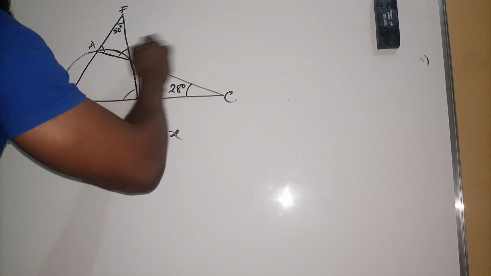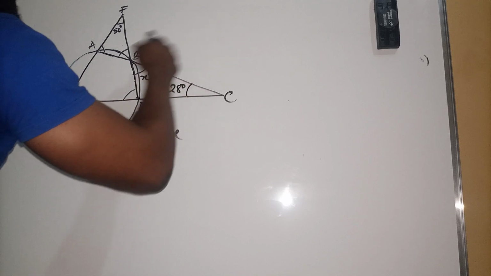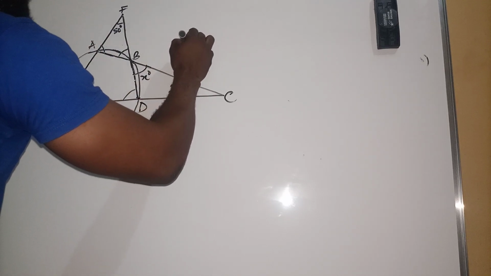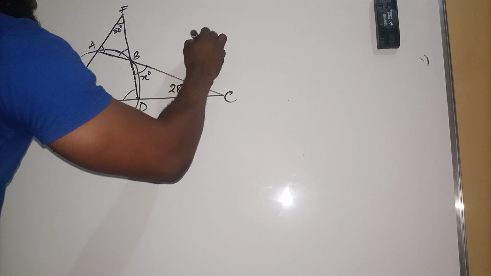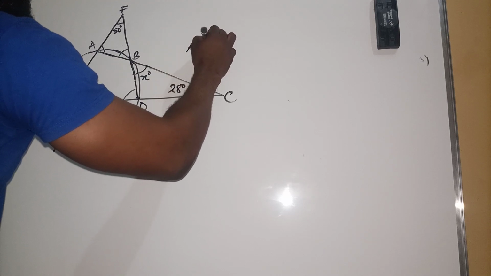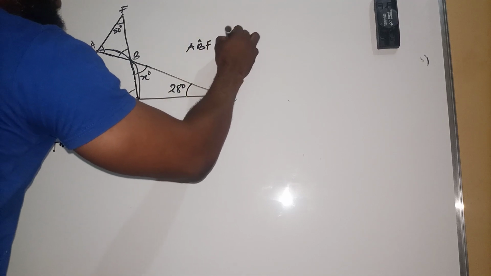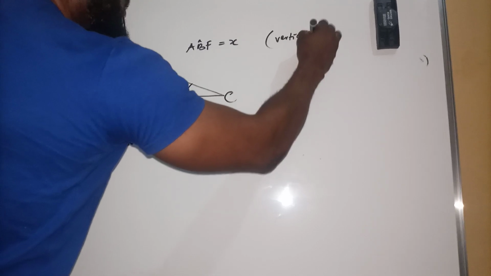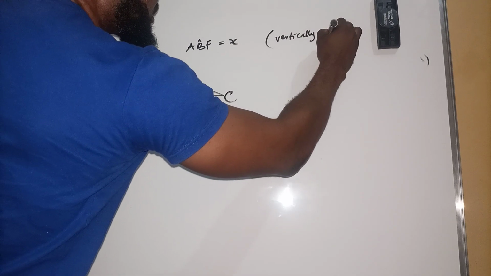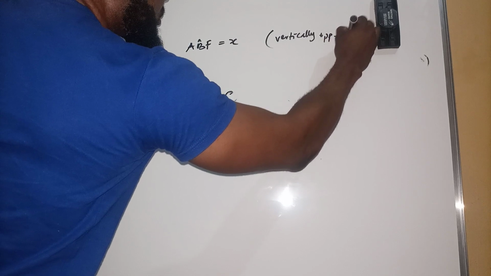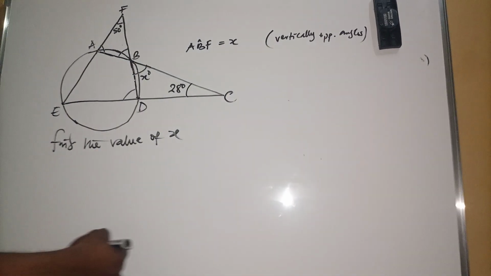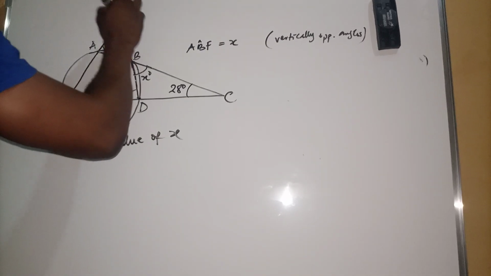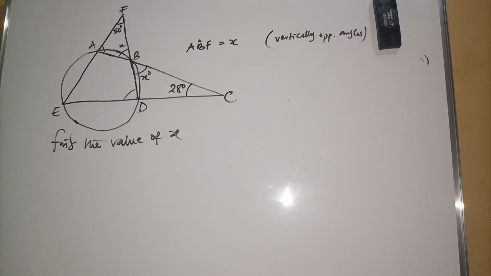I'm going to state that clearly: because this angle at B is x degrees, that means the angle at A is equally x degrees. So I'm going to write it out now. This gives me angle ABF is equal to x. My reason is that they are vertically opposite angles. Now this is x from my theorem.